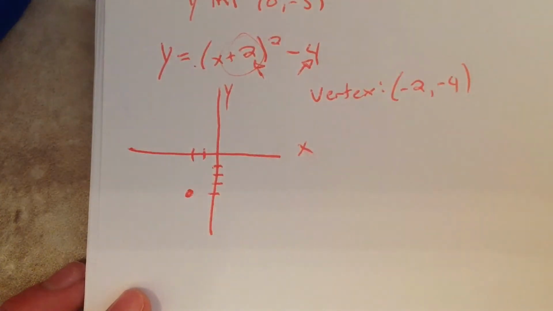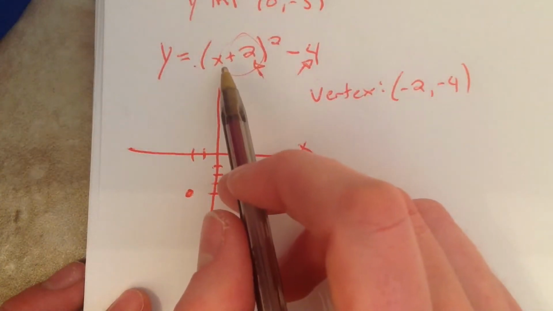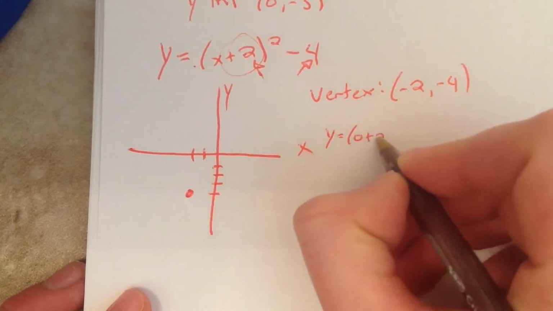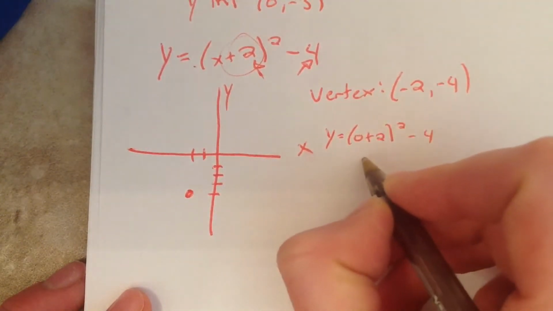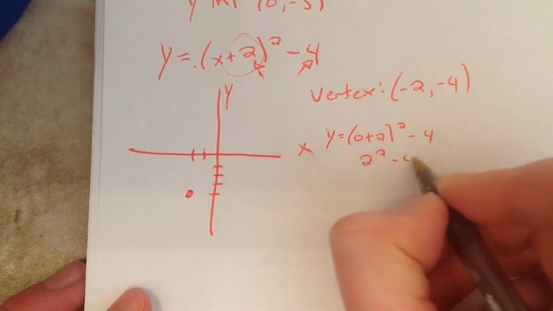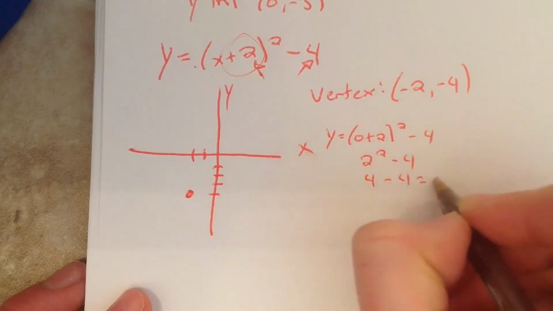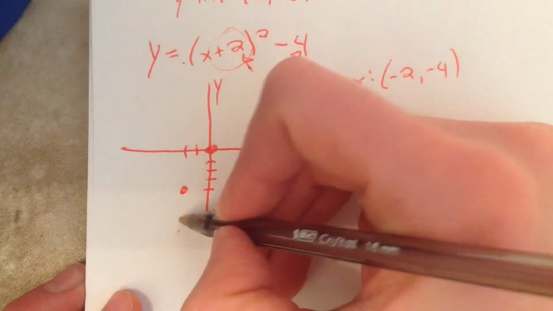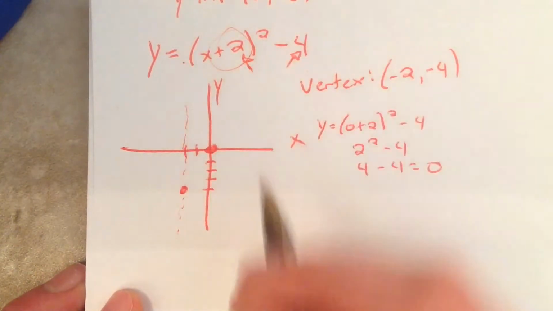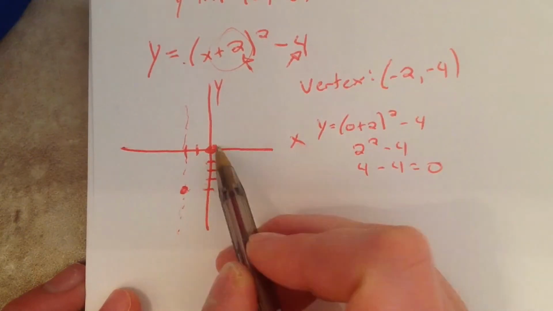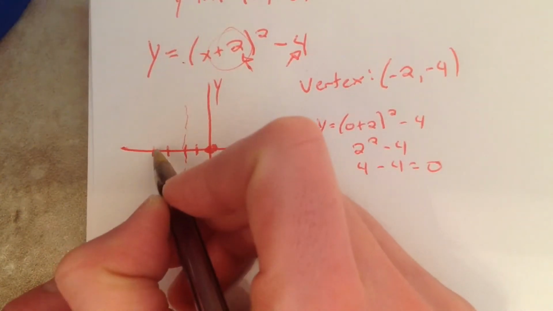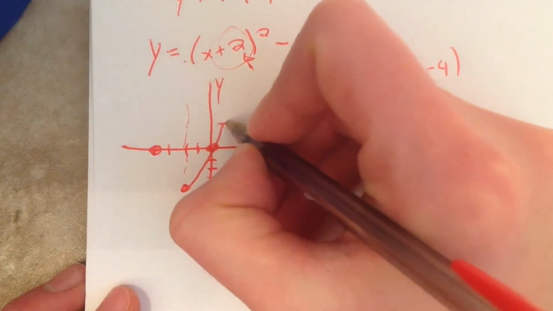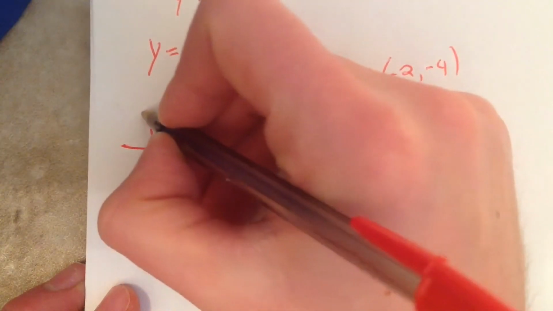So if we start, we can plug in points. That's one way to go about this. So if we plug in something like 0, we would say 0 plus 2 squared minus 4 is 2 squared minus 4, or 4 minus 4 equals 0. So when I plugged in 0, I got 0. Because we know this thing is symmetric about this point, if you came 2 points this way and got 0, that means if you come 2 points this way, you'll also get 0. And this thing opens up, so it comes just like that.